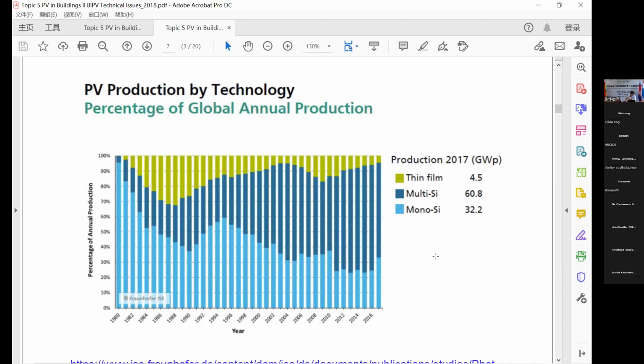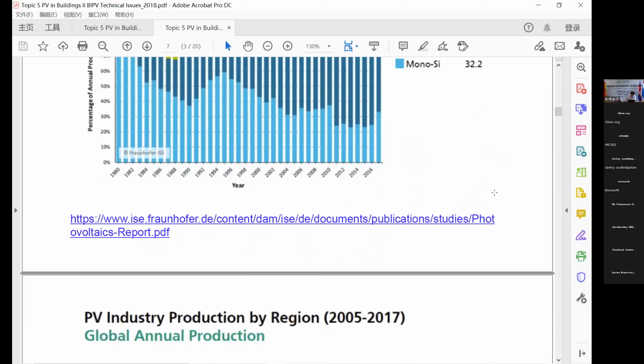These two reasons increase the market share of the silicon-based solar cell, which dominates the production. So we can see the production of the three types in 2017: the thin film can be ignored, only 4.5 gigawatt, and multi-silicon-based solar cell has a double scale, about 60.8 gigawatt.